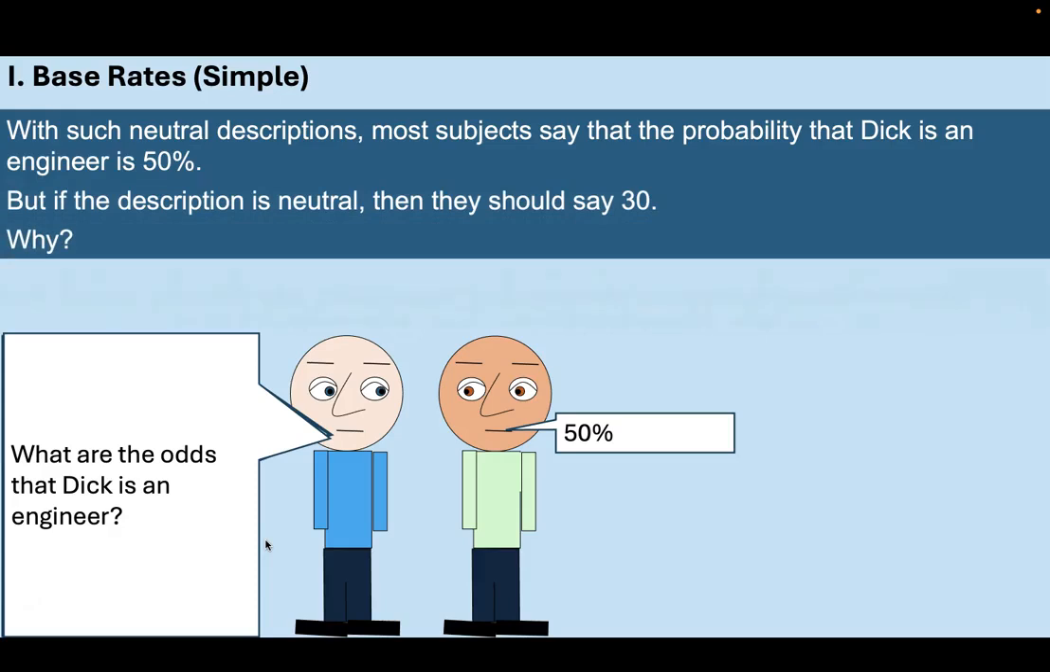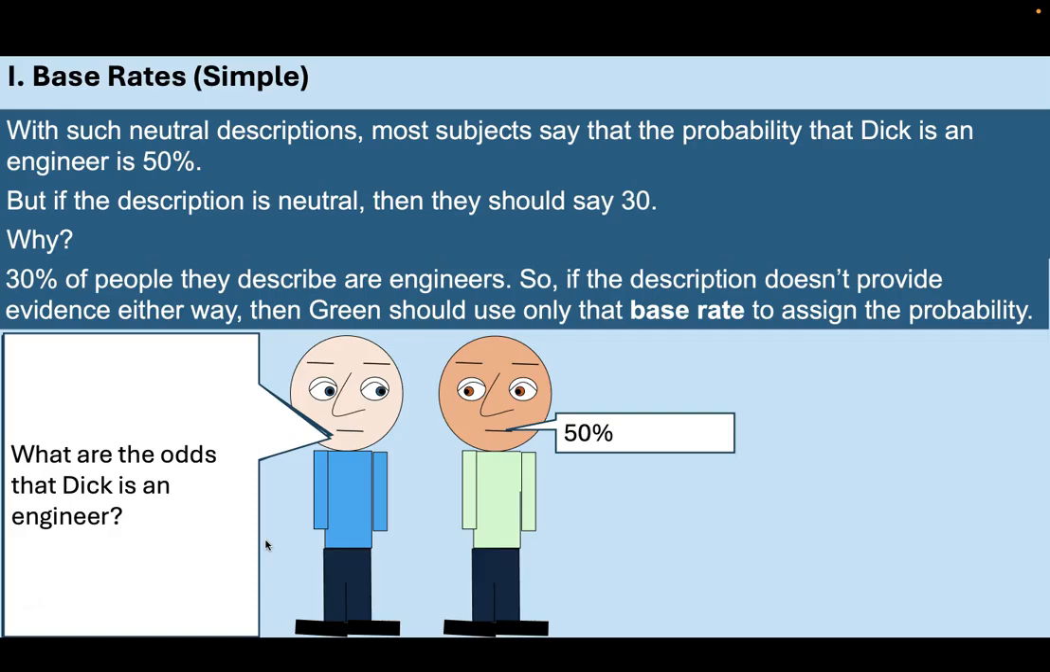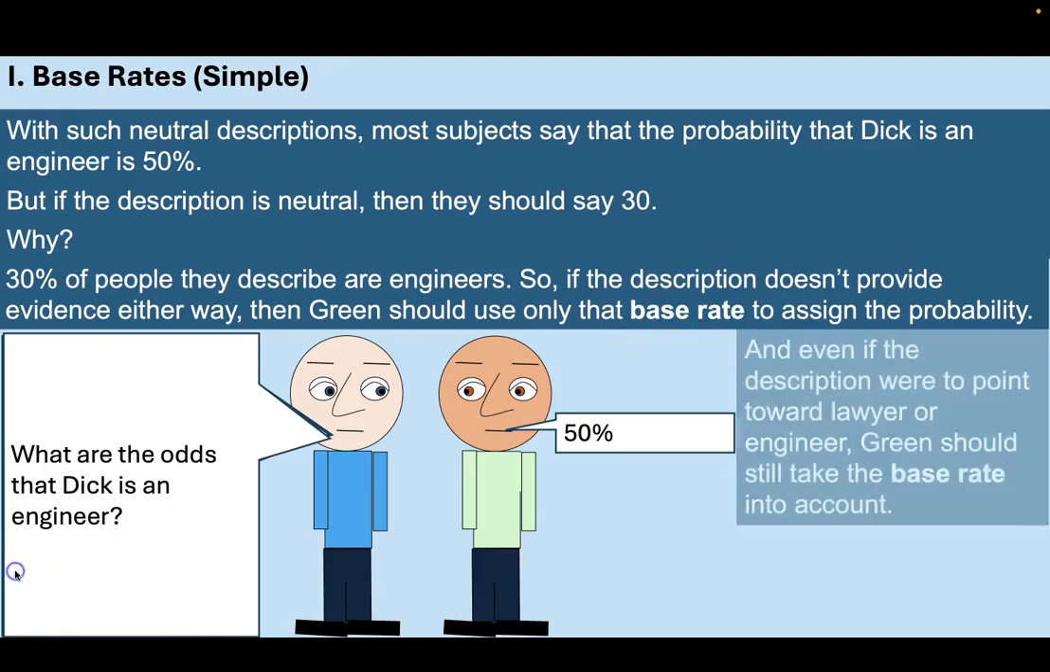So that background information that's not in the description, that background frequency, also called a base rate, you can see the word here, that base rate in the population. That is the frequency of the characteristic in the population, the base rate. So this is important even if you have some more interesting background information.